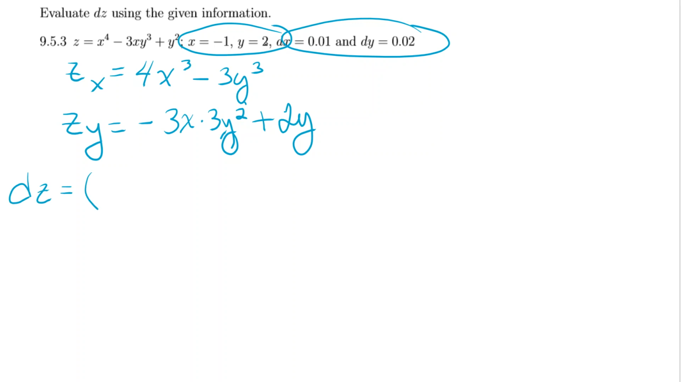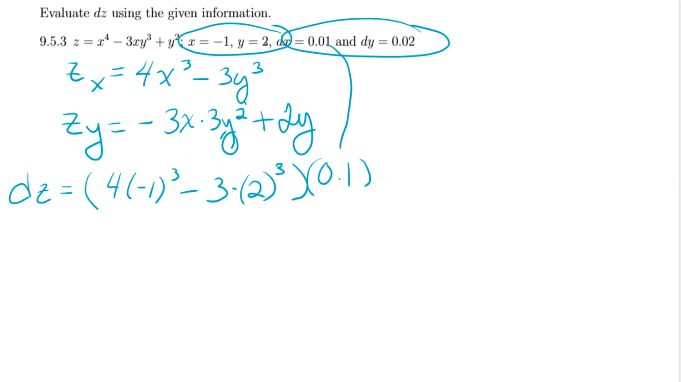So my dz is going to be my z derivative in x evaluated at negative 1 and 2. So 4 times negative 1 cubed minus 3 times the y value, which is 2, cubed times the change in x, which is this value, 0.01, plus, and now I'm going to be using this guy with my x and y value in there. So negative 3 times negative 1 times 3 times 2 squared.